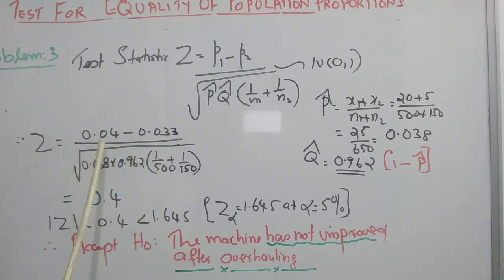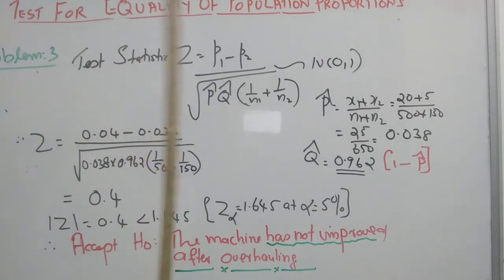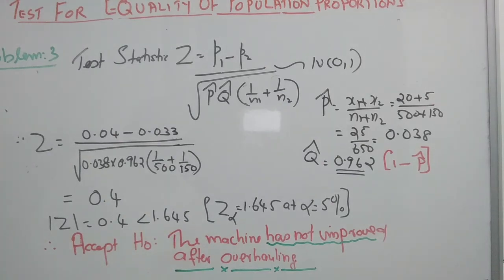Then computation of Z. Z is 0.04 minus 0.033 by root of 0.038 into 0.962 into 1 by 500 plus 1 by 150. On simplification, that is approximately 0.4. Then the absolute value of Z is 0.4, which is less than 1.645, the critical value at alpha equal to 5% for one tail. Since the calculated value is less than the table value, we accept our null hypothesis.